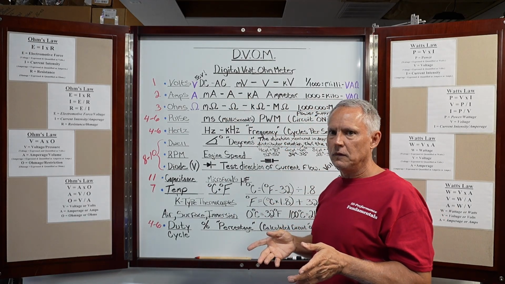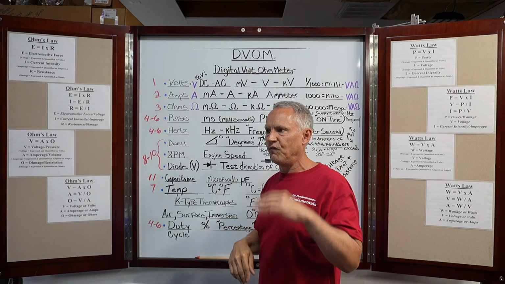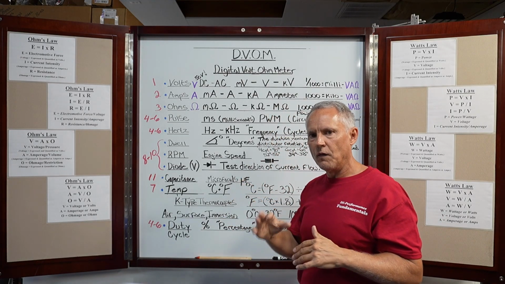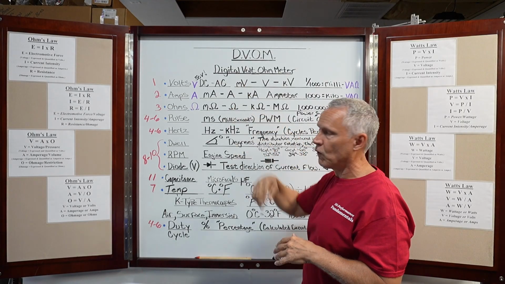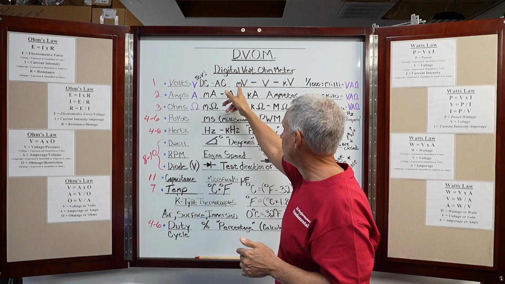You will see that. If you're on the millivolt scale, that's how it's going to read. If it says 40 millivolts, that's 40 1,000ths of a volt. That's going to read 40 millivolts, or 0.040 volts.